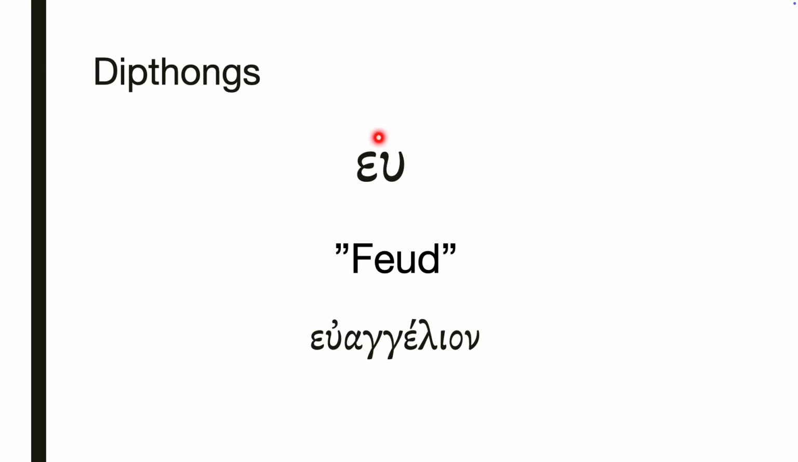Epsilon upsilon makes a U sound, as in you, like you are doing well in Greek right now. You as in feud or you angelion. Notice our two gammas together make the nasal sound. You as in feud or you angelion. One more time on the Greek word. You angelion.